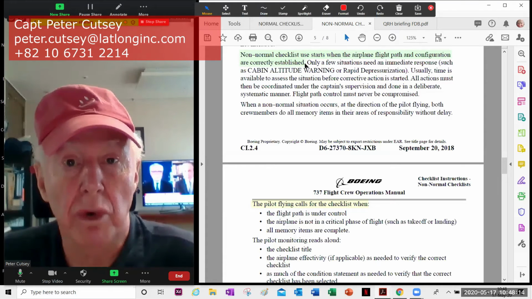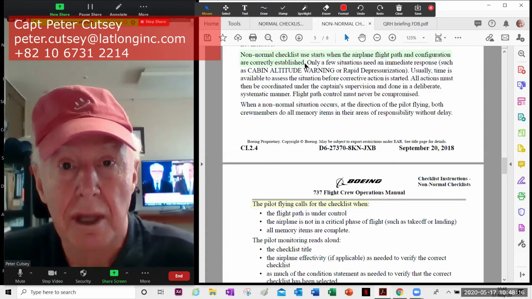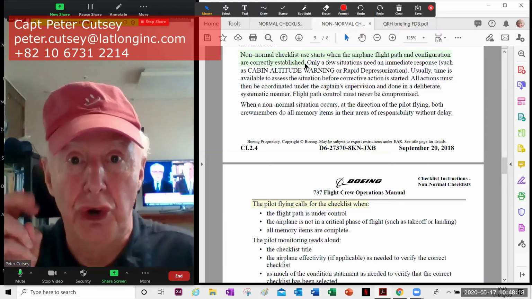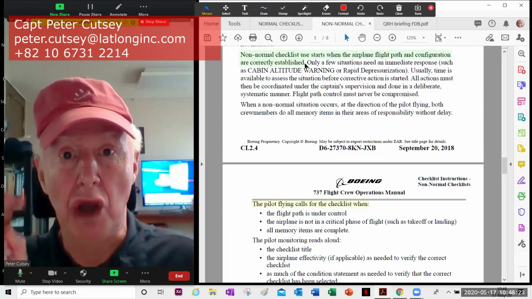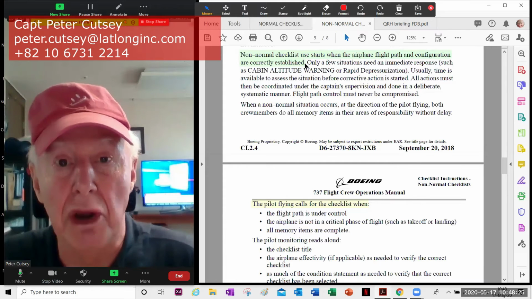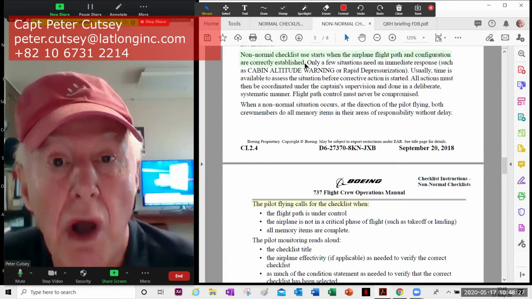And the tendency when going into sim sessions is when it's your turn to fly, you're really under stress. When it's not your turn to fly as pilot monitoring, you fully relax, and that's wrong.